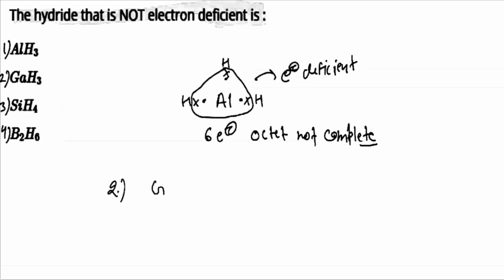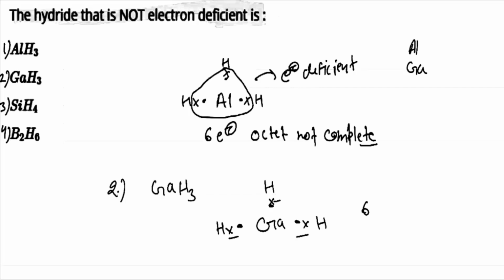Now moving on to the second option. In the second option we are given gallium hydride. Gallium is placed next to aluminium, so it also has 3 valence electrons shared with 3 hydrogens. Here again, as you can see, 2 plus 2 plus 2, 6 electrons. So it is also an electron deficient species.